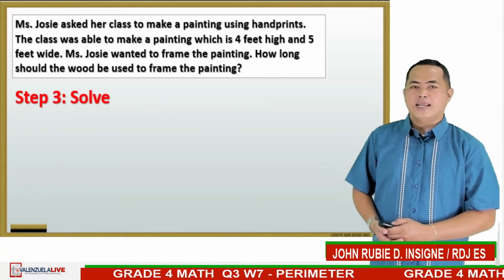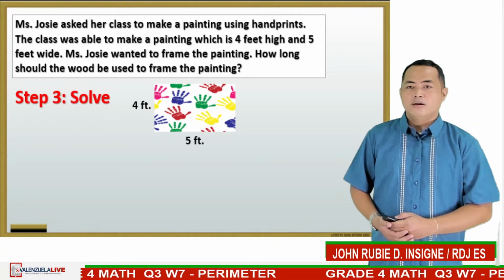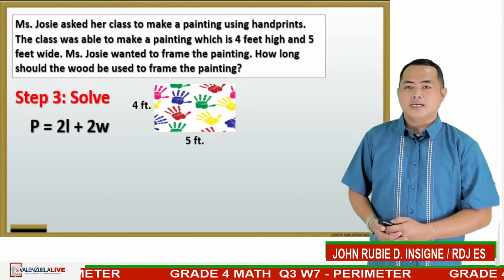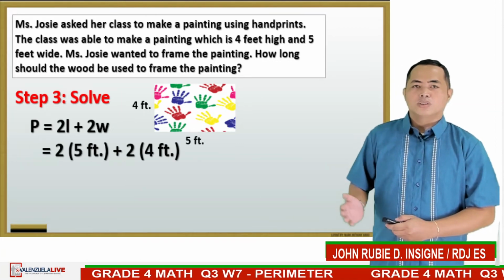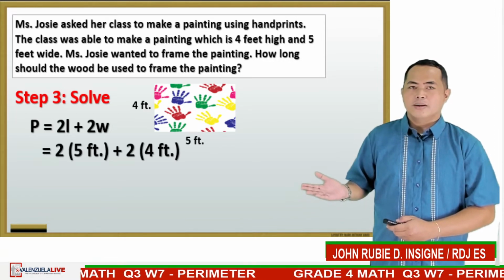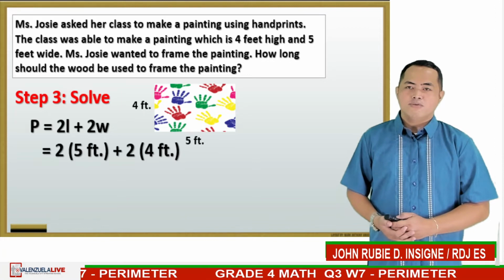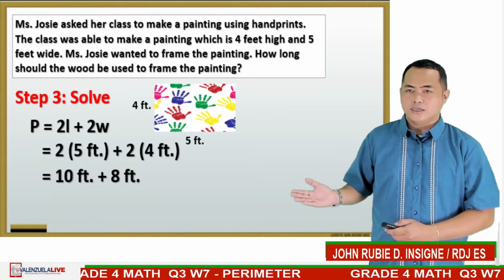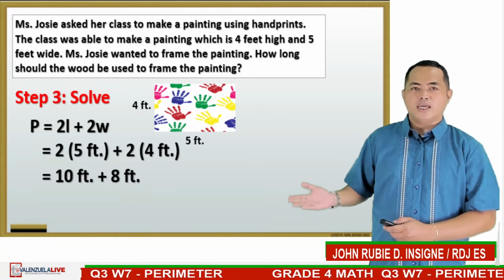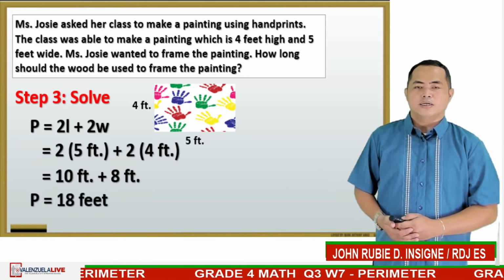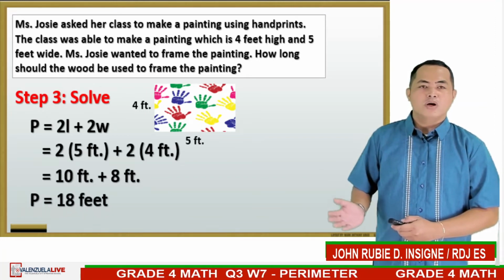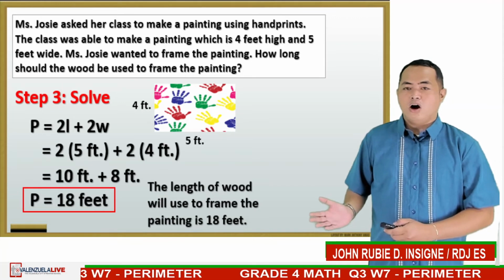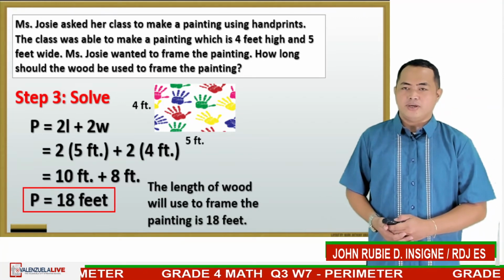Step number 3, let us solve. To solve, first write the formula. P equals 2 times length plus 2 times width. Next, 2 times 5 feet plus 2 times 4 feet. 2 times 5 feet is equal to 10 feet plus 2 times 4 is equal to 8 feet. Then the perimeter is equal to 18 feet. Therefore, the length of wood we'll use to frame the painting is 18 feet.